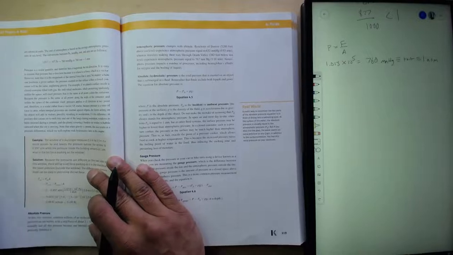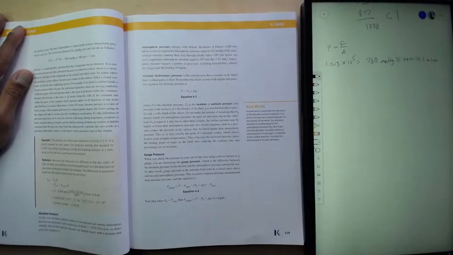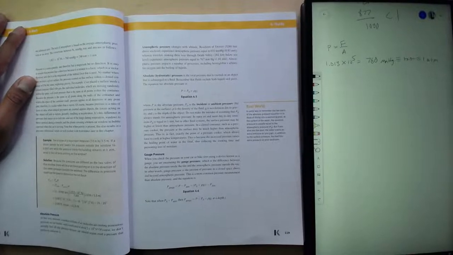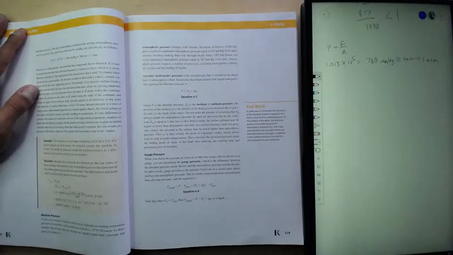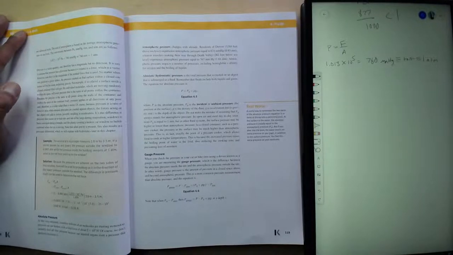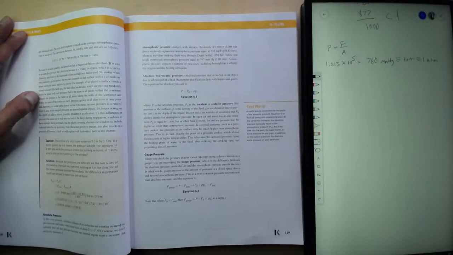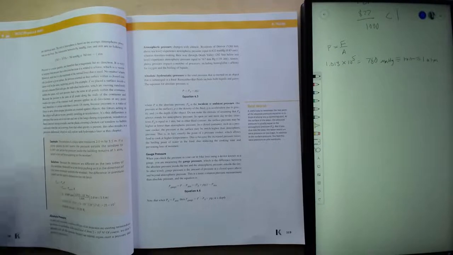Pressure is a scalar quantity and therefore has a magnitude but no direction. It is easy to assume that pressure has a direction because it is related to a force, which is a vector. However, note that it is the magnitude of normal force that is used. No matter where one positions a given surface, the pressure exerted on that surface within a closed container will be the same, neglecting gravity. For example, if we place a surface inside a closed container filled with gas, the individual molecules, which are moving randomly within space, will exert pressure that is the same at all points within the container. Because the pressure is the same at all points along the walls of the container and within the space of the container itself, pressure applies in all directions at any point, and therefore is a scalar rather than a vector.